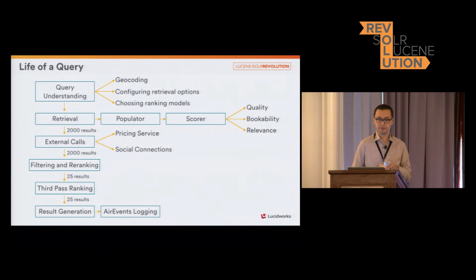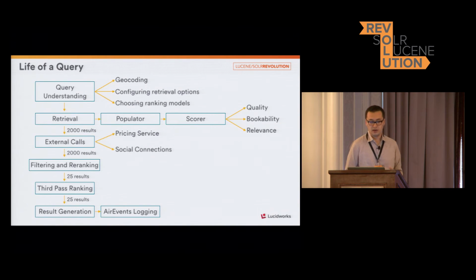There is also a third pass ranking stage, which operates only on the top 25 results. This is where we can run like the most sophisticated and computationally expensive algorithms, like large random forests and so on. The important thing here is that the listing object, which was created by the populator originally and then filled with information by all the ranking models, is further extended and then logged to Air Events, which is Airbnb's logging system.